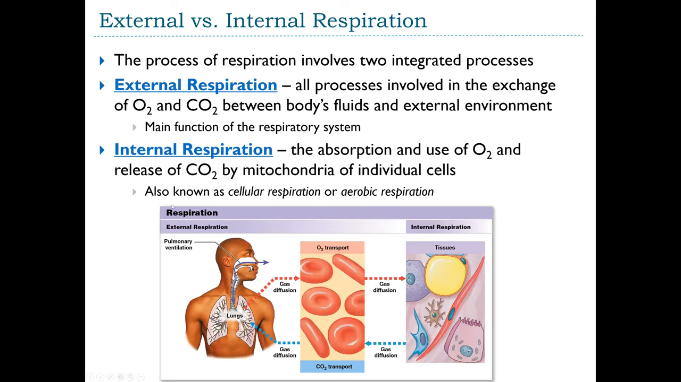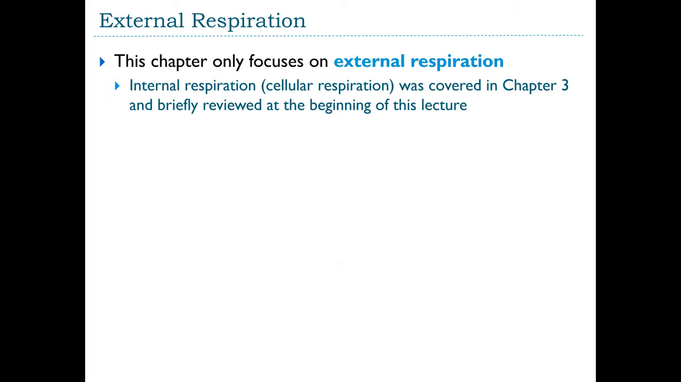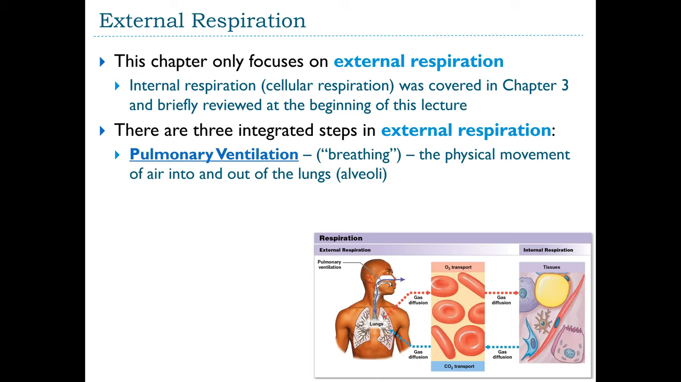So to summarize, respiration is a combination of external respiration, which is getting the oxygen and CO2 into the body and then to the tissues. And then internal respiration is the process of the tissues and cells themselves using the oxygen and releasing the CO2. So for the rest of this chapter, we are only going to focus on external respiration. Internal respiration, also known as cellular respiration, was covered in Chapter 3, and we briefly reviewed it at the beginning of this lecture. So there are three integrated steps in external respiration. The first one is pulmonary ventilation, which can also just be called breathing. This is the physical movement of air into and out of the lungs and ultimately into the alveoli.